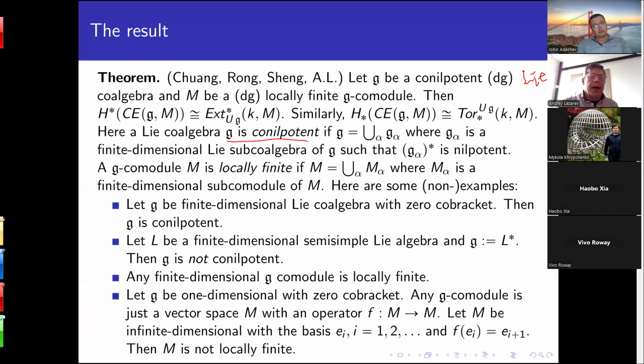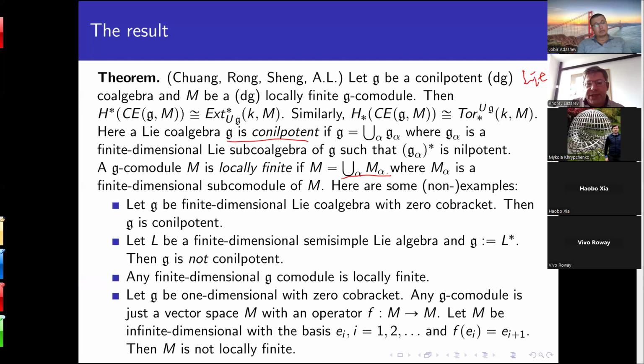Next, a comodule over G is locally finite if it's a union of finite dimensional subcomodules. So even though I cannot claim that the result holds in full generality for arbitrary Lie coalgebras and arbitrary modules, it holds for this fairly wide collection of examples.